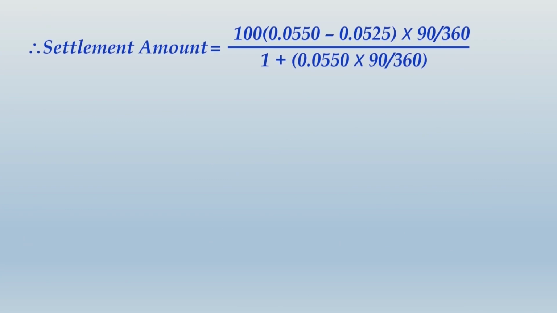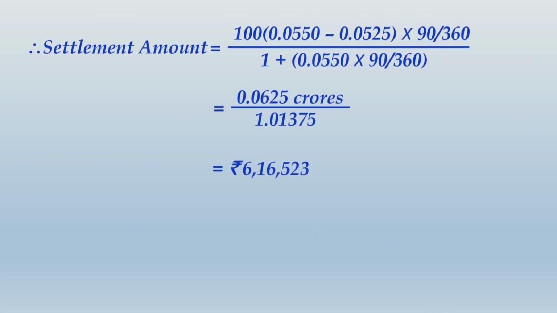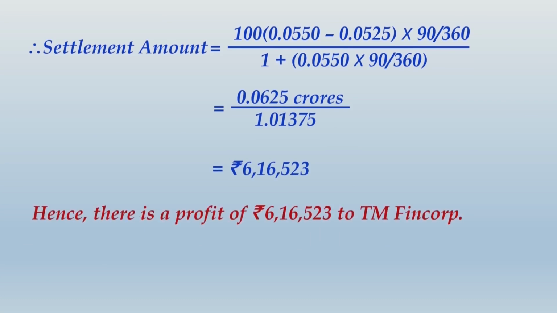Now let us put the value of these variables in the settlement amount formula. You know this very well. You have been practicing this quite a lot of times. Let us work out the final calculation. What you get is profit of rupees 6,16,523. So conclusion is TM FinCorp earns a profit of rupees 6,16,523 because of this FRA.